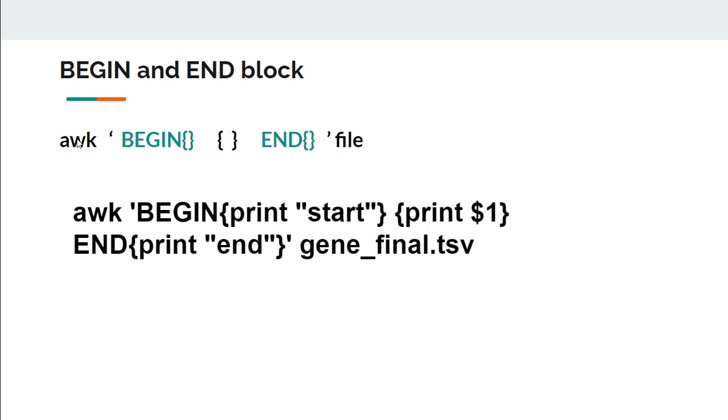Whenever awk starts reading your input data, before that it will first execute all the statements in the BEGIN block. Then it will process your data, dividing it into different records, splitting the records, and applying the rules. Once everything is done, finally it will execute the END block. So you can have both BEGIN and END, or only a BEGIN block, or only an END block, or you can keep them empty as well.